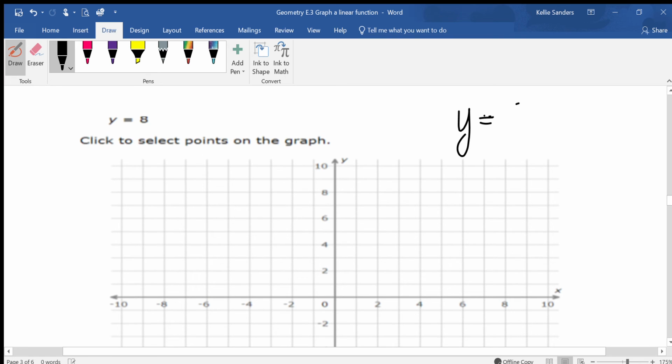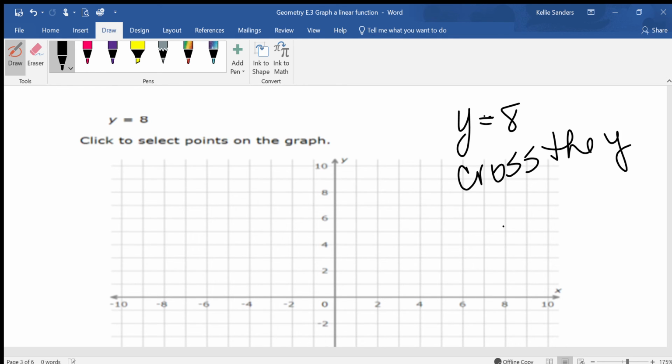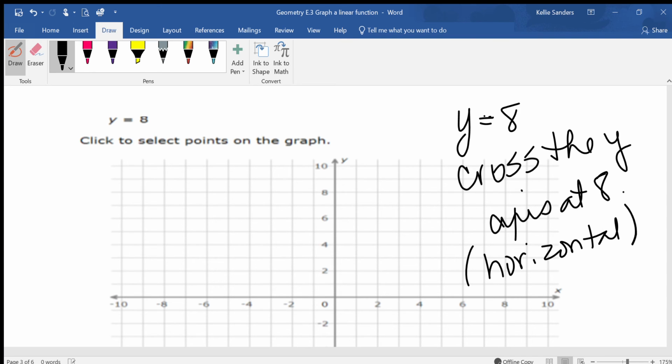Y equals 8. Now it doesn't say y equals 8x. If it's y equals 8x, then we'd have an m and we'd have a b. But there's no x here. Just like we didn't have a y earlier on that x problem. If there's no x and there's just a y, it's going to cross the y-axis at positive 8. So it's going to be horizontal. Okay, so here's 8 on the y. To make it horizontal, you can do any number that's there and it'd make that line.